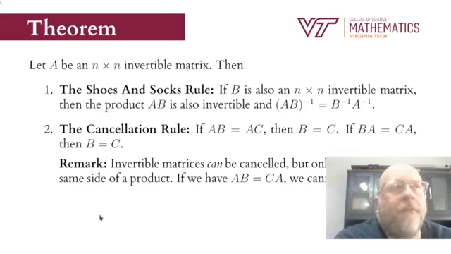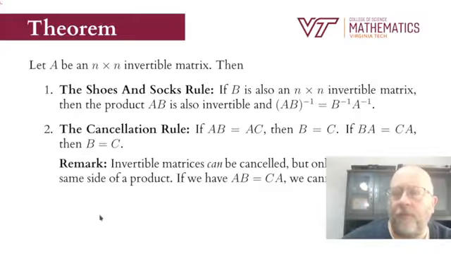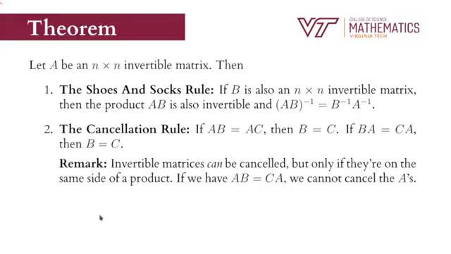Last theorem. This is called the shoes and socks rule and the cancellation rule. And I'm going to hide myself here so we can see the slide. The shoes and socks rule says that if A is an invertible matrix and B is also an invertible matrix, then their combination is invertible. That is, if I can undo A and I can undo B, then I can undo the combination AB. But the undoing is in reverse order. The inverse of AB isn't A inverse B inverse, it's B inverse A inverse.